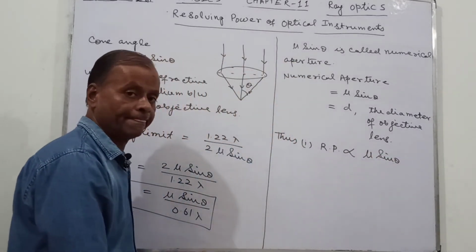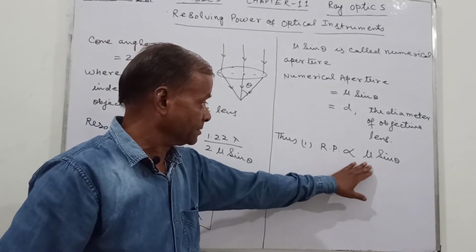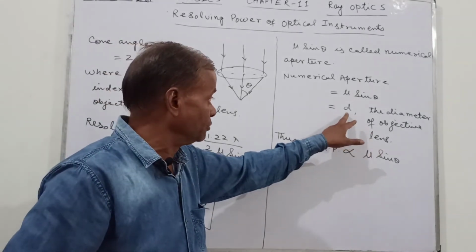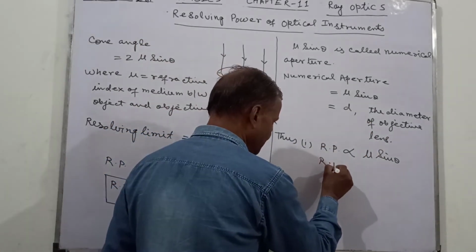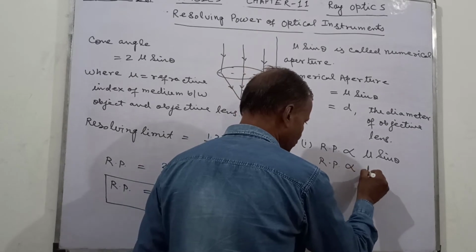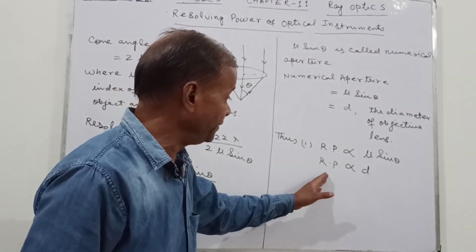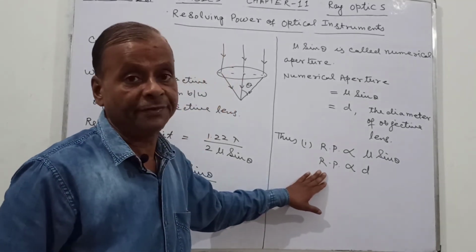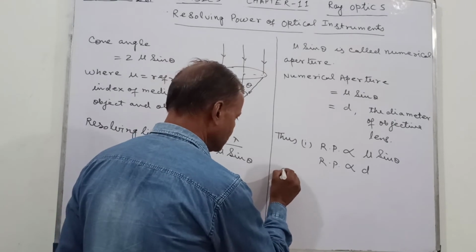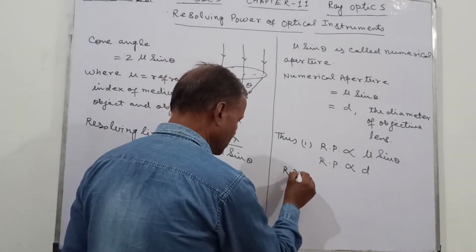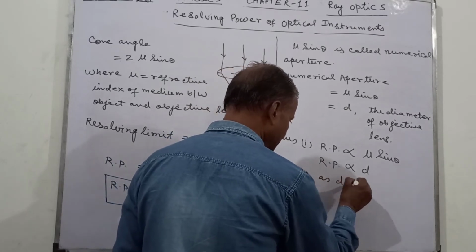sin theta. And we can have from here that this mu sin theta is equal to d, the diameter of this one. So this RP is proportional to d, the diameter of the objective lens. So if we increase the diameter, then this RP can be increased. RP increases as d increases.